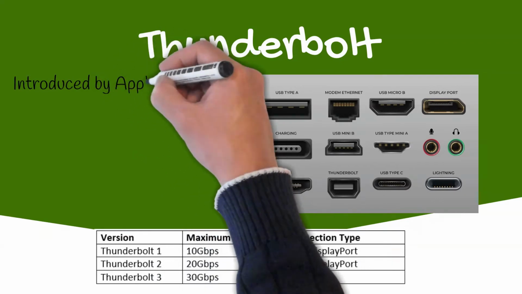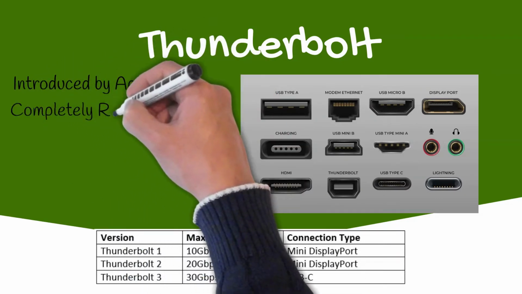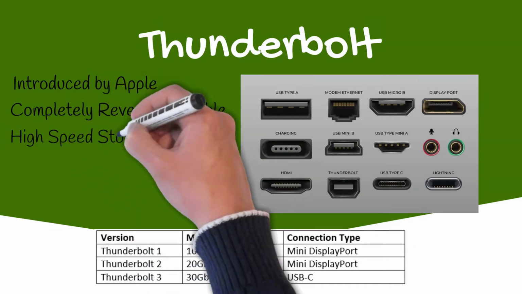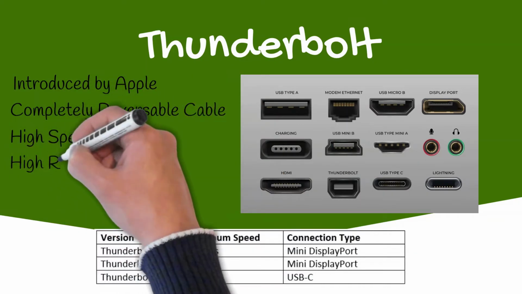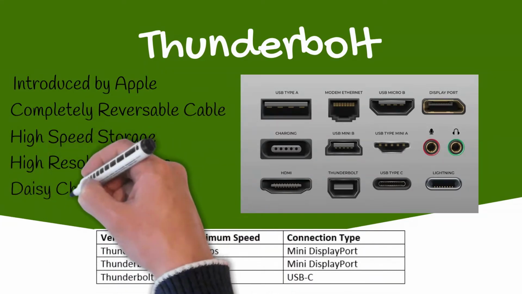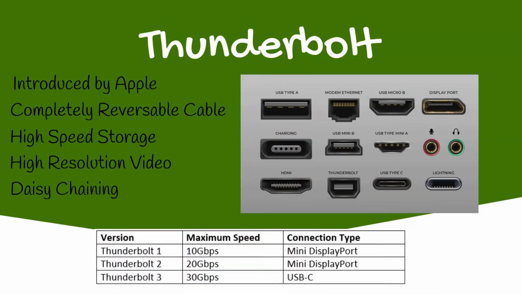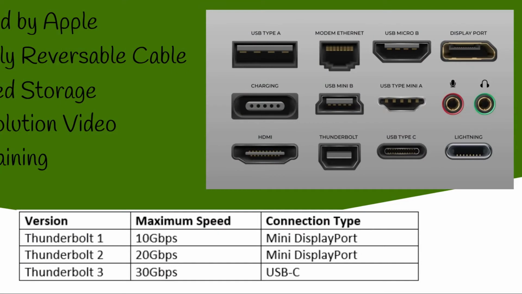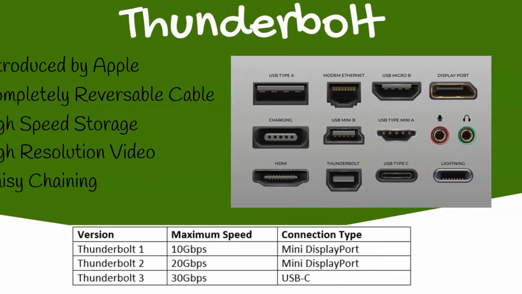The Thunderbolt cable is completely reversible, as it uses the same connection on each end. Common uses for Thunderbolt are high-speed storage and high-resolution video. Unlike USB, Thunderbolt supports daisy chaining peripherals. Daisy chaining is connecting several devices together in a linear series. There are several versions of Thunderbolt, which you can see in our chart.